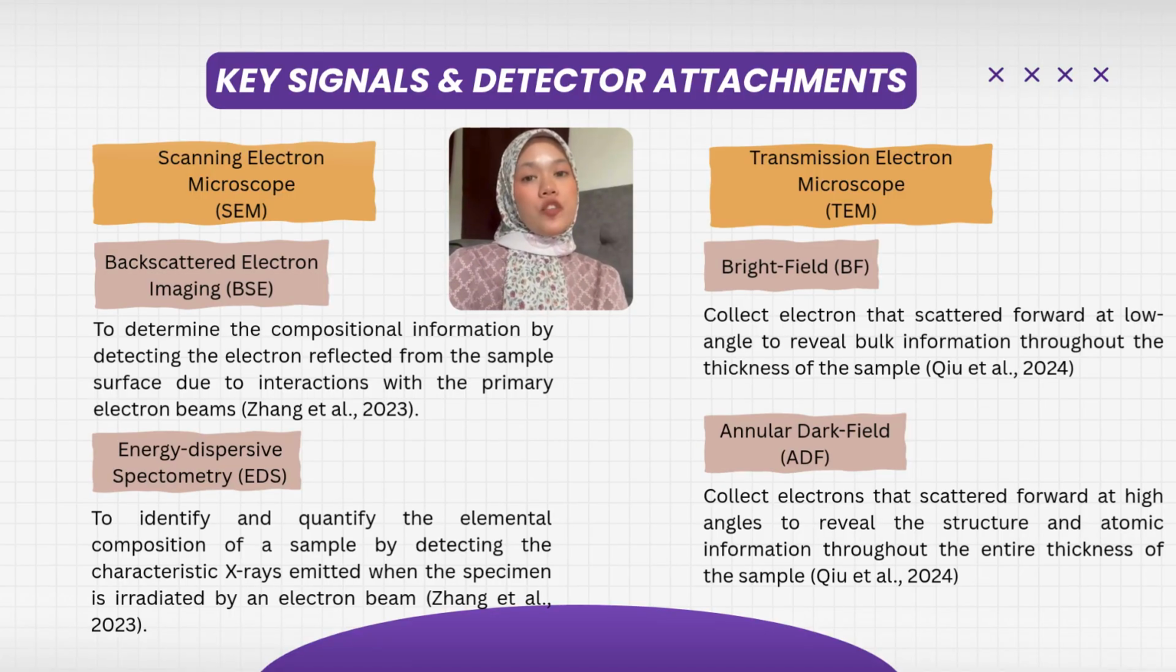The function of bright field is to collect electrons that are scattered forward at low angle to reveal bulk information, or sum of information, throughout the thickness of the sample. Meanwhile, for annular dark field, the function is to collect electrons that are scattered forward at high angle to reveal the structure and atomic information throughout the entire thickness of the sample.